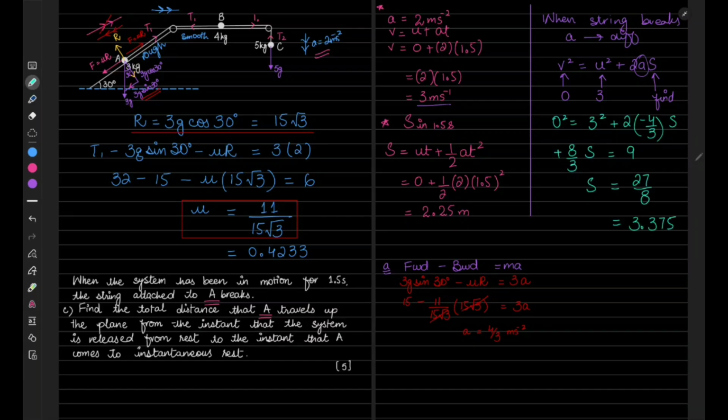Now, this is the distance before the string breaks, and this is the distance after the string breaks. So the total distance it has covered before coming to rest would be 2.25 that it has covered before the string breaks plus 3.375 after the string breaks. So this adds up to give you 5.625.